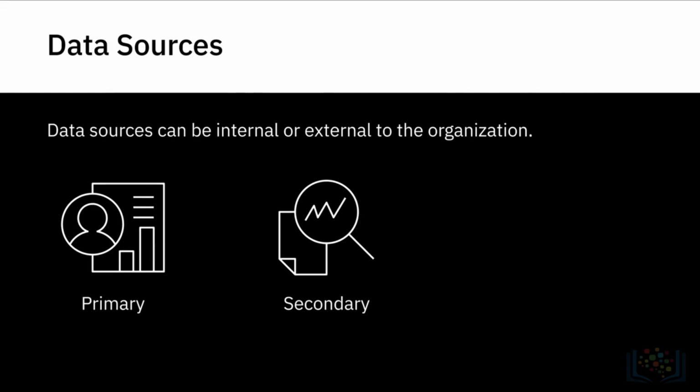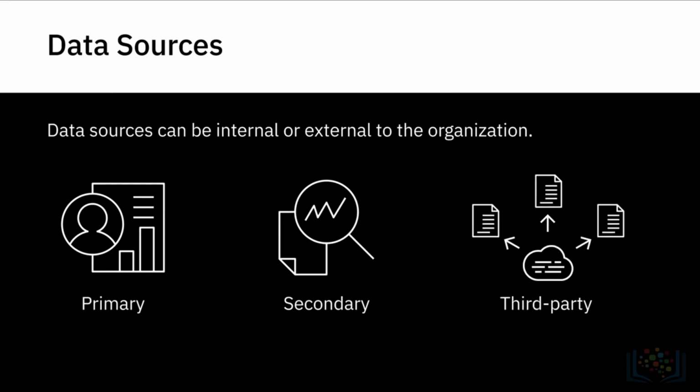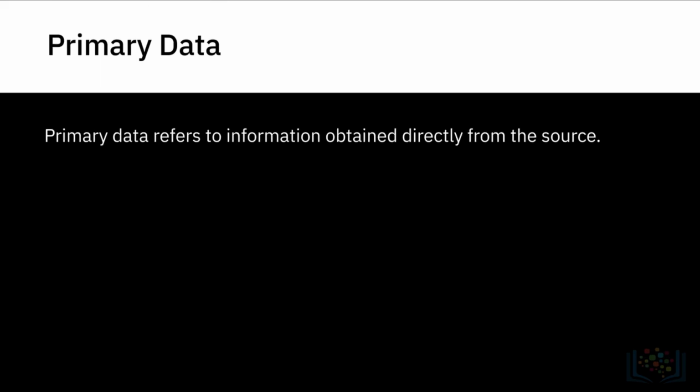Data sources can be internal or external to the organization, and they can be primary, secondary, or third party sources of data. Let's look at a couple of examples to understand what we mean by primary, secondary, and third party sources of data. The term primary data refers to information obtained directly by you from the source.